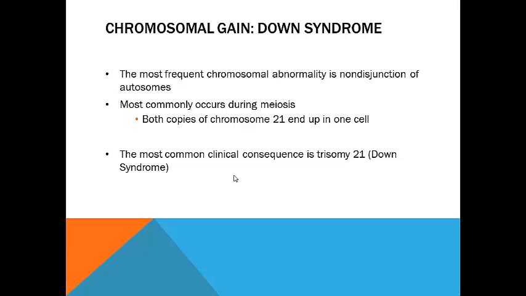Both copies of chromosome 21 end up in one cell. The most common, like I said earlier, is Down syndrome or trisomy 21. When non-disjunction occurs during the first meiotic division, both copies of chromosome 21 end up in one cell.